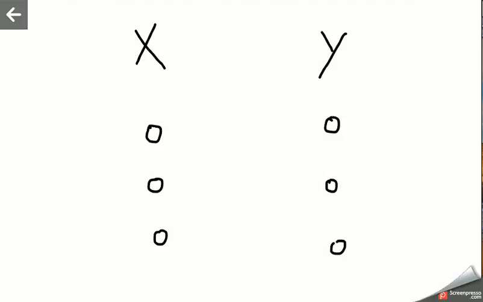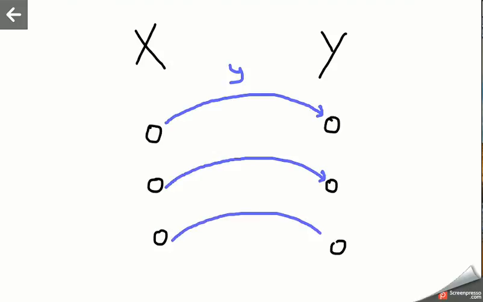So it does so like this. So this is our function little y. It takes the first one, sends it to that point, takes the second point, sends it to this point, and it takes the third point and sends it to this point. Well, what you can see is that this function little y is 1 to 1.